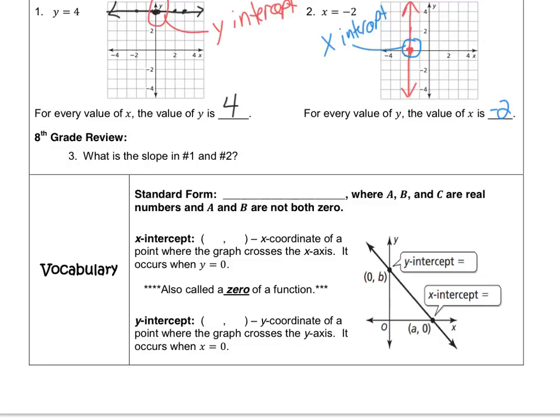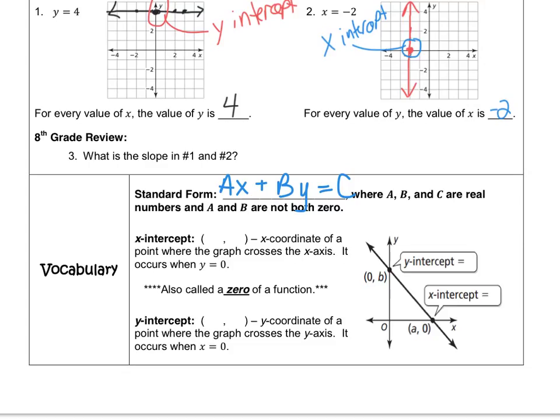Okay, so a couple of things in vocabulary you need to know. First is standard form. Our standard form is ax plus by equals c, where a, b, and c are real numbers. We're going to be talking a lot about standard form, but when it's in standard form like this, it's very easy to find the x and y intercepts, which is what we're going to be doing today.